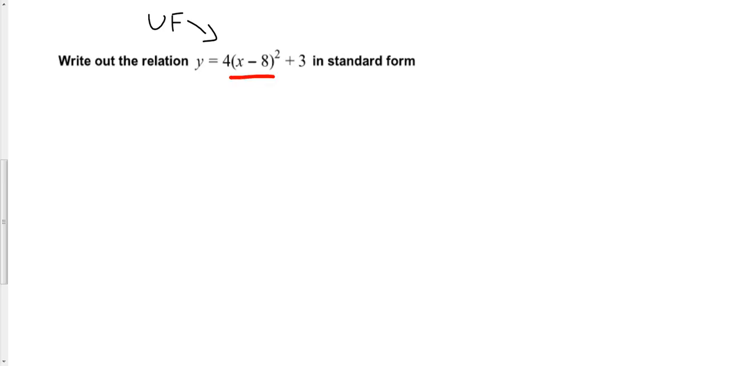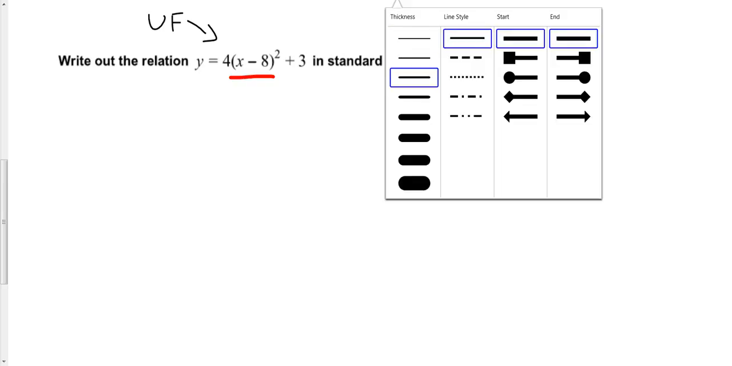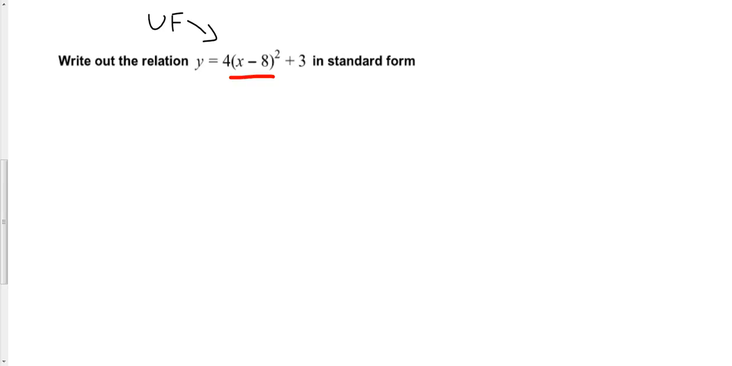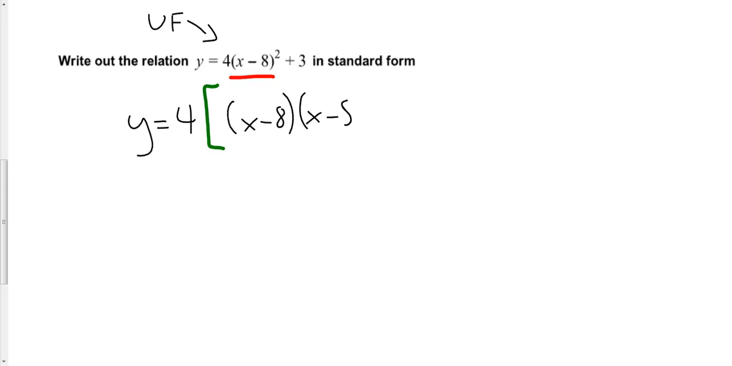This section right in here, this x minus 8 all squared, is something that we can change. We're going to take that equation and write it out as y is equal to 4, and then I'm going to put a bracket up so that we can separate what we're going to do. We're going to multiply x minus 8 times x minus 8, because that's what the squared piece means. We'll keep that isolated in brackets. We still have this plus 3 on the end that we have not yet dealt with, but we will.